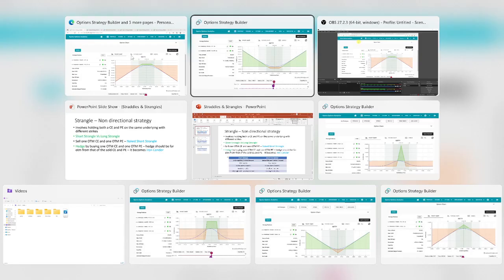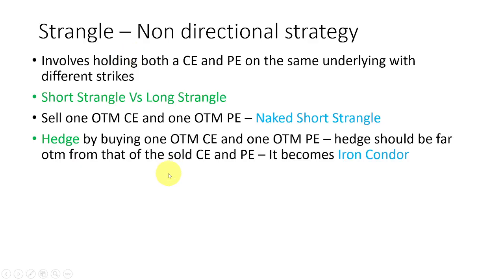So now coming to the next part: how to turn this unlimited risk into limited, lesser risk. If we buy, that is where hedging comes in.